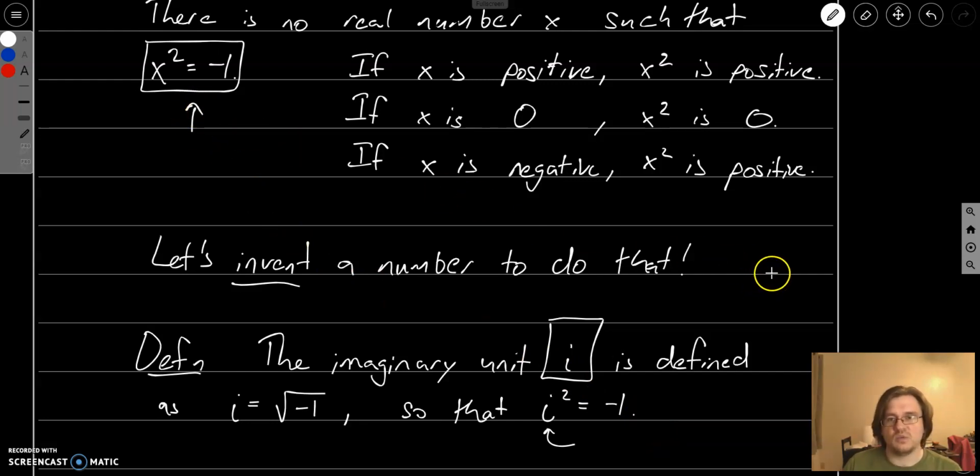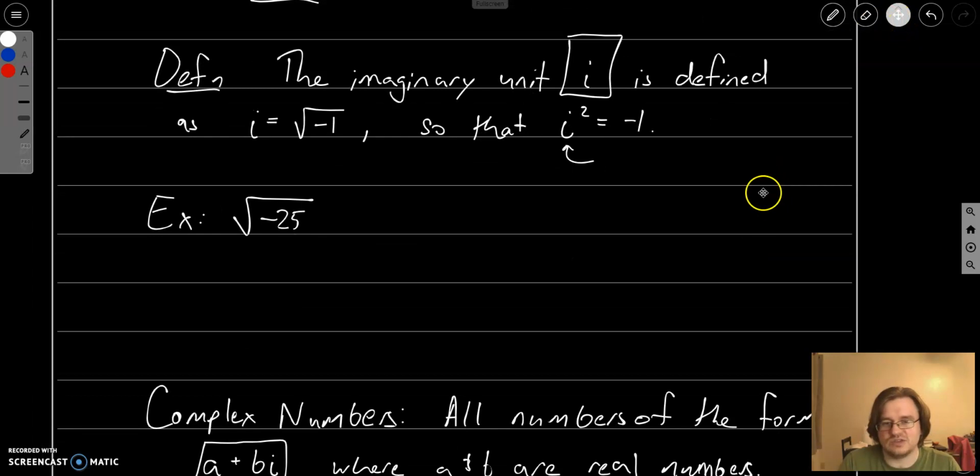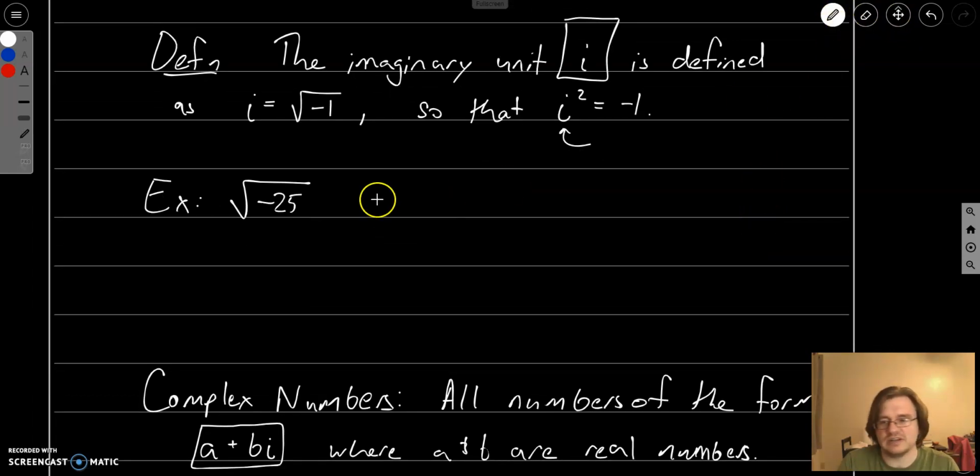However, what we want is in fact a number. And with numbers, we should be able to add them, multiply them, do whatever we want. So what we'll do is we'll just treat I like a number, just not any of the numbers that we're familiar with. So let's do some examples here.